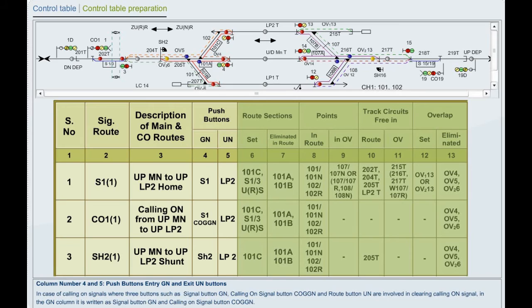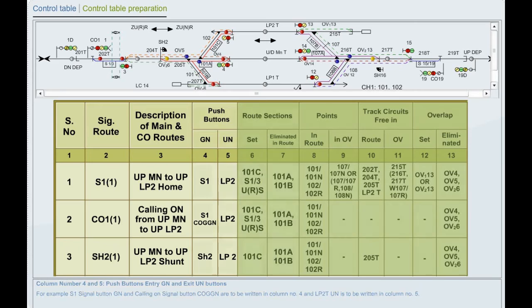In case of calling on signals where three buttons such as signal button GN, calling on signal button COGGN and route button UN are involved in clearing calling on signal, in the GN column it is written as signal button GN and calling on signal button COGGN. For example, S1 signal button GN and calling on signal button COGGN are to be written in column number 4, and LP2TUN is to be written in column number 5.